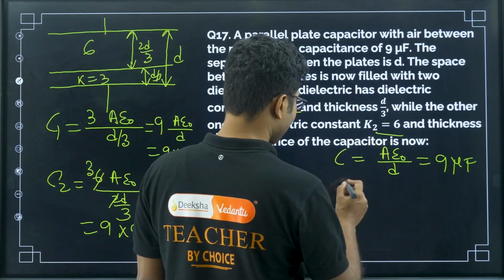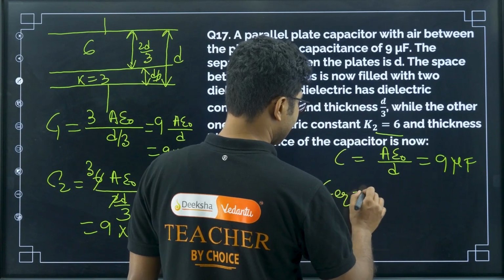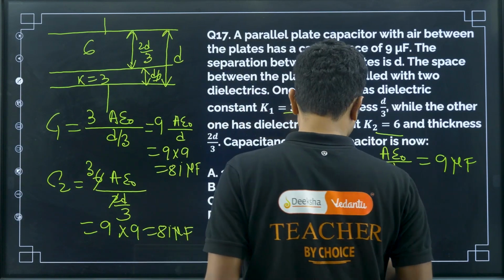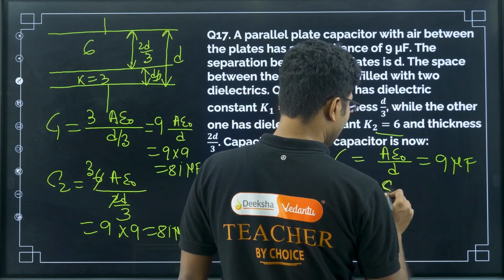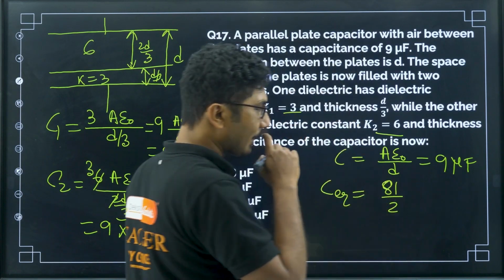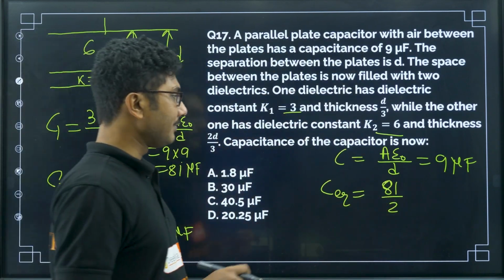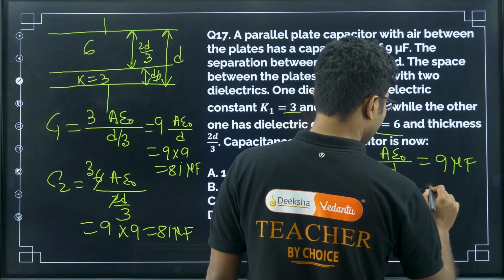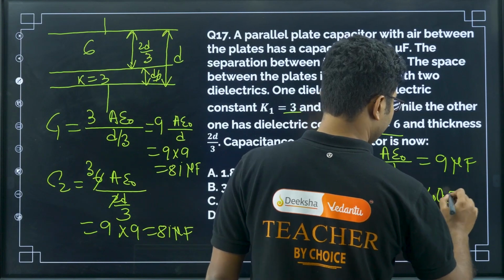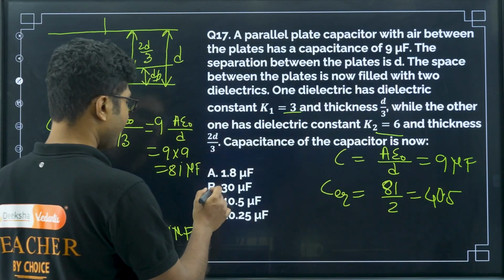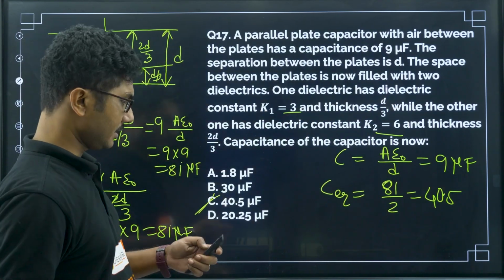In series combination, what is happening? The equivalent capacitance, both of them are same value. So what we can do? We can simply use our old rule. Okay, capacitance of any one of the capacitor divided by number of capacitors. So it will be 40.5. So 40.5 means option C is the correct answer.